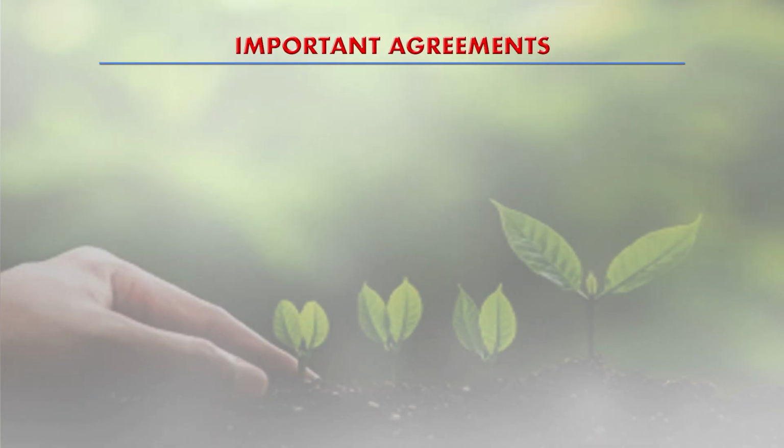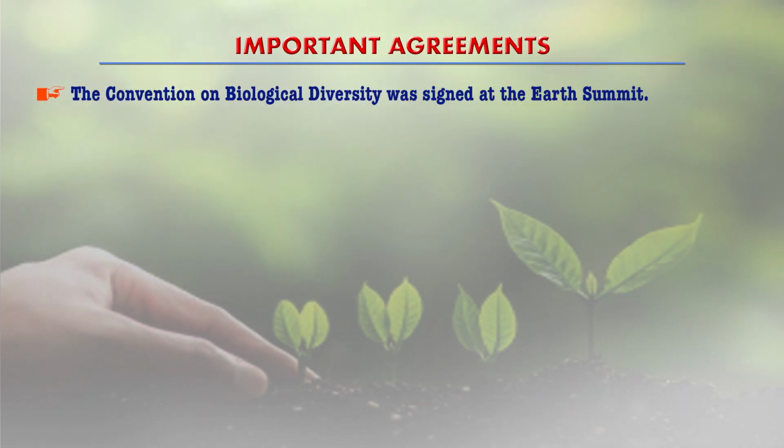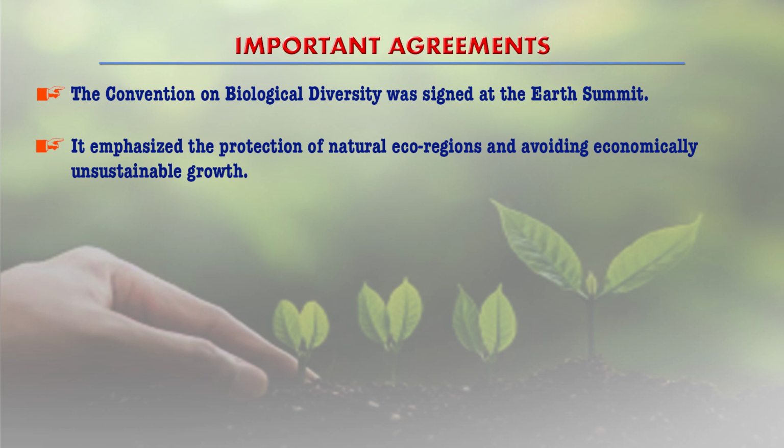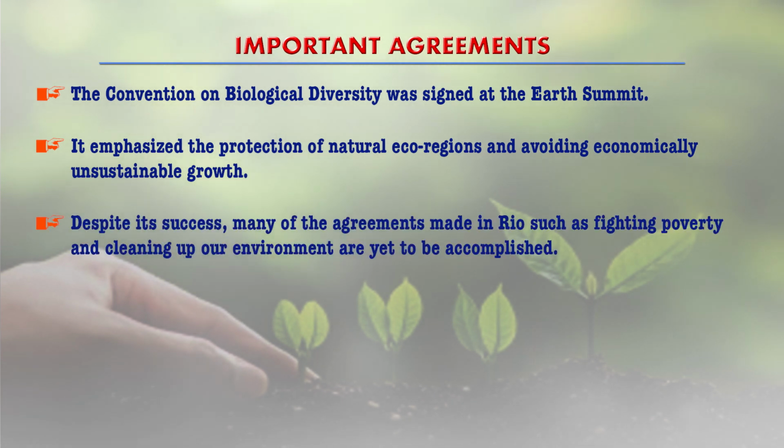Now, there were some important agreements. The Convention on Biodiversity was signed at Earth Summit. This is a very important convention on CBD which was signed. It emphasized that natural ecoregion should be protected and we should avoid economically unsustainable growth. Despite its success of Rio conferences, many agreements made in Rio, such as fighting poverty and cleaning up our environment, are yet to be accomplished. This is an ongoing process.